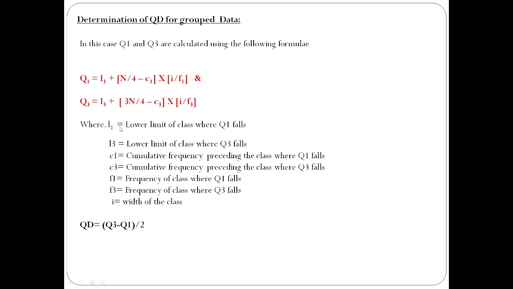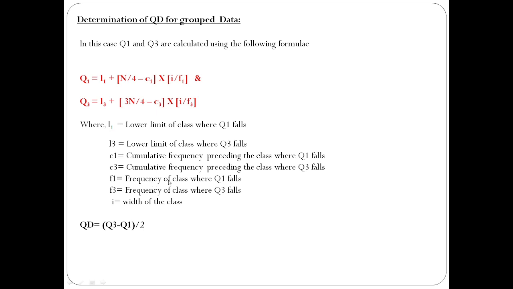What is L1? L1 is the lower limit of the class where Q1 falls. L3 is the lower limit of the class where Q3 falls. C1 is the cumulative frequency preceding the class where Q1 falls. C3 is the cumulative frequency preceding the class where Q3 falls.